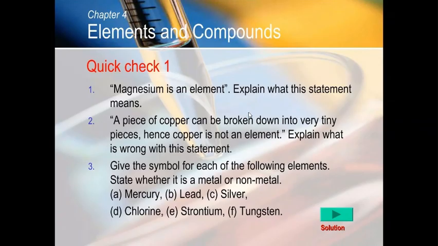Explain what is an element. Explain what makes it an element. And secondly, a piece of copper can be broken down into very tiny pieces. Hence, copper is not an element. Explain what is wrong with this statement. Thirdly, give the symbol for each of the following elements. State whether it is a metal or non-metal: mercury, lead, silver, chlorine, strontium, and tungsten.